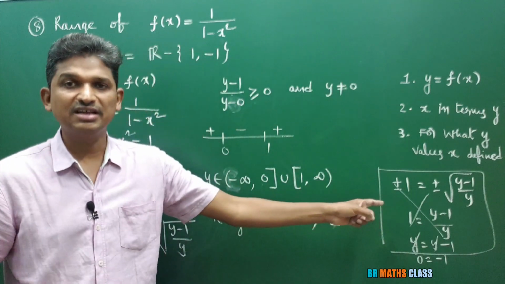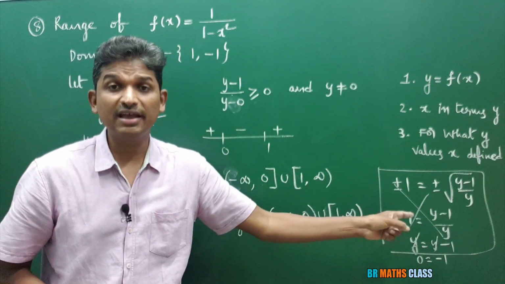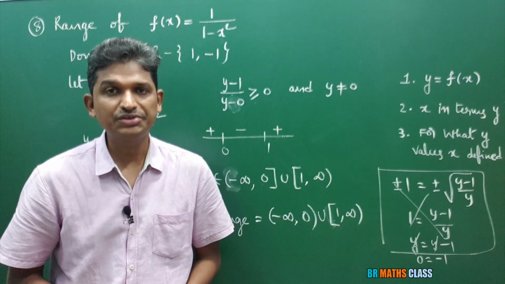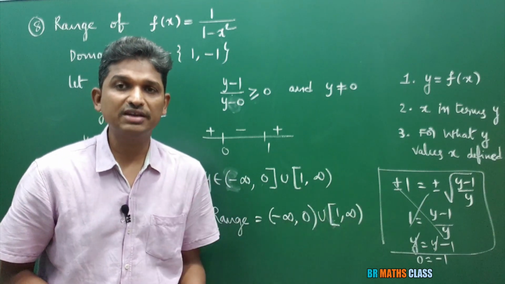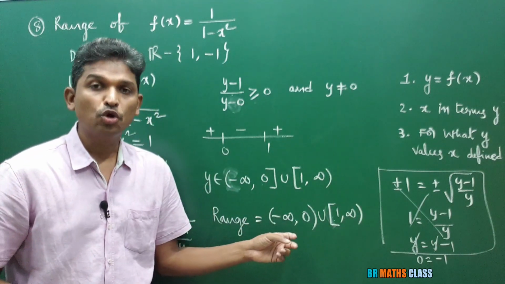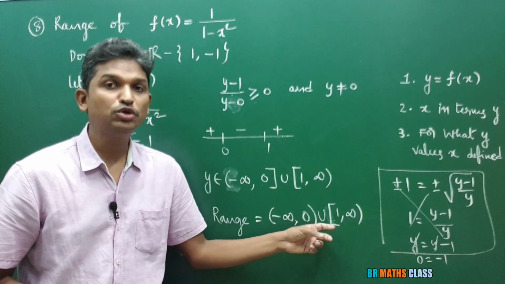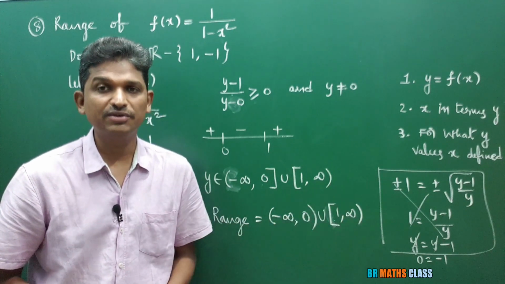In the last class I said that sometimes this changes the range, so you need to consider this point also. So finally, what is the range of this function? The range of this function is open interval minus infinity to 0, union closed interval 1 comma open interval infinity.